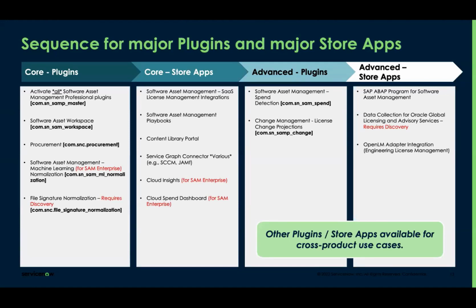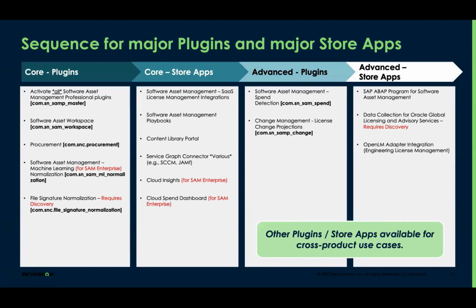As far as sequencing of these, we have these sequenced right here, and it makes sense overall. You want that master plugin to be enabled first for the full software asset management capability, and then along with that, get our new workspace plugin enabled, and then we've got one down here for procurement.